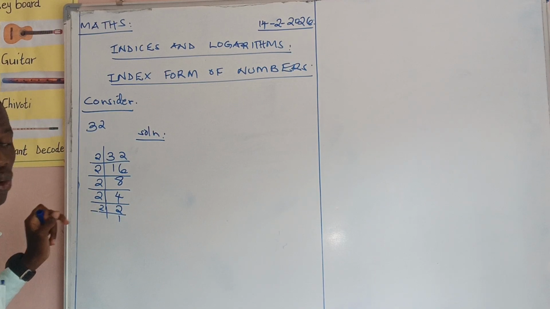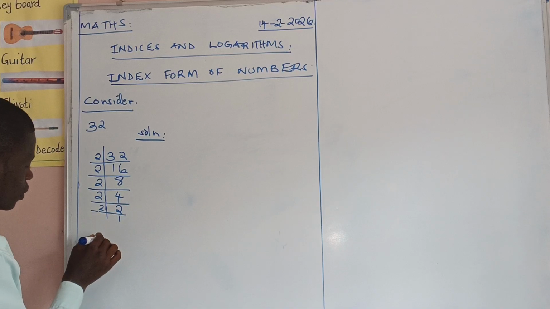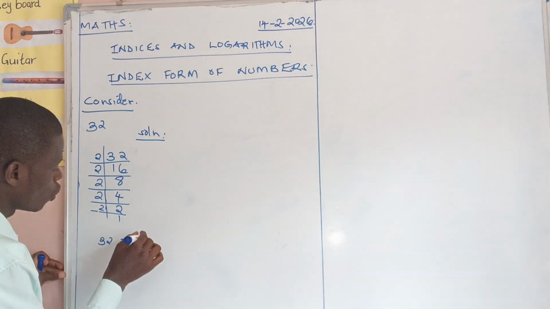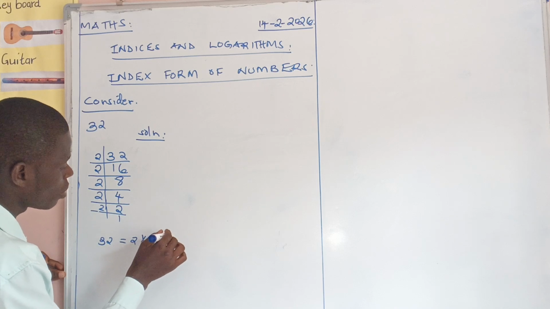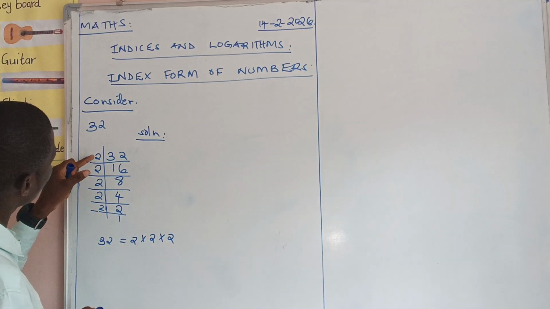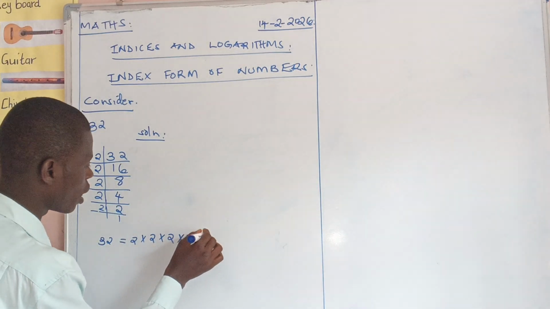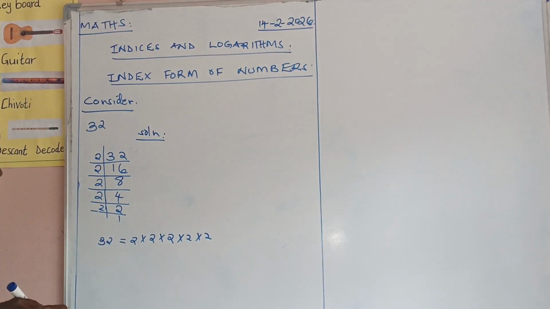So 32 expressed as a product of its prime factors is 2 times 2 times 2 times 2 times 2. So we can say 32 is equal to 2 times 2 times 2. How many 2's do we have? 1, 2, 3, 4, 5. Times 2 times 2. So this is a number expressed as a product of its prime factors.